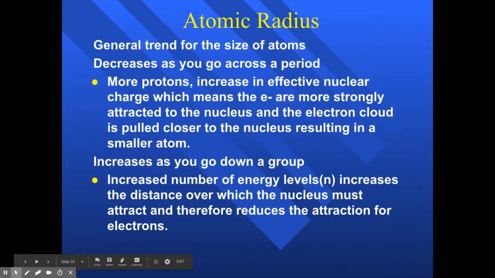Increase as you go down a group. So the increased number of energy levels, which again we're going to use as lowercase n, increases the distance over which the nucleus must attract and therefore reduces the attraction for the electrons. This reduced attraction allows the electron cloud to expand, causing the atoms to be larger as you move from top to bottom on the periodic table.